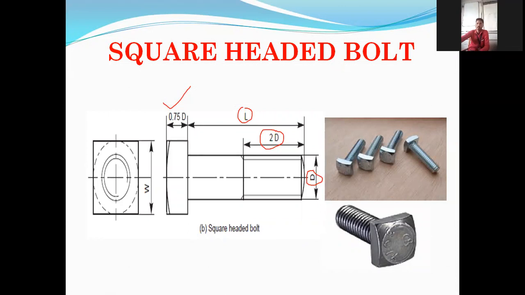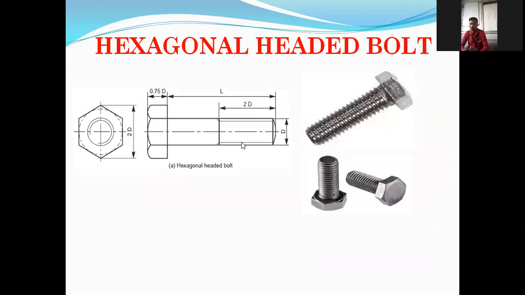बोल्टचे दोन पार्ट कुठले? एखादा बोल्ट कुठल्या दोन पार्ट मध्ये डिवाइड केला जातो? हेड अँड शंक. शंक कोणाला म्हणायचं? To whom should we call it a shank? Cylindrical part on which threading is provided. Very good. Cylindrical part on which threading is provided is called shank. Very simple. So you can see square-headed bolt. Further, hexagonal-headed bolt.